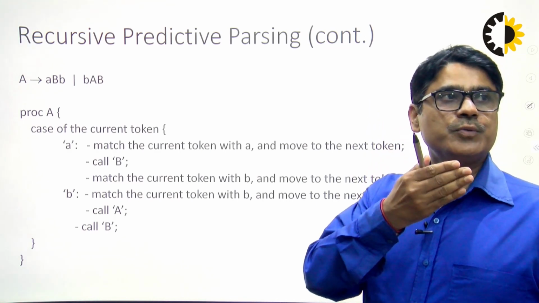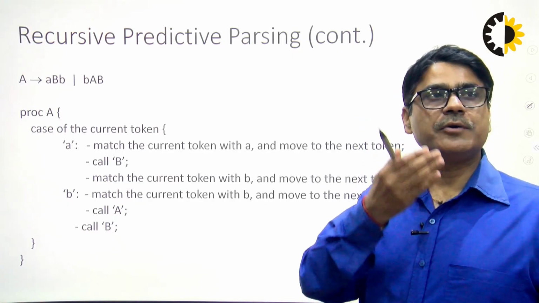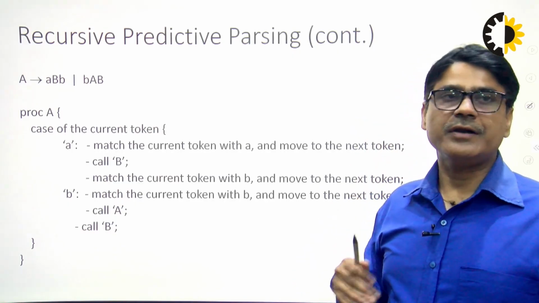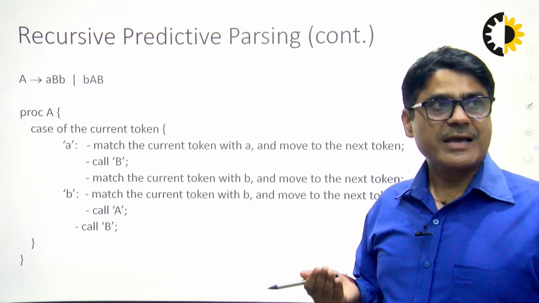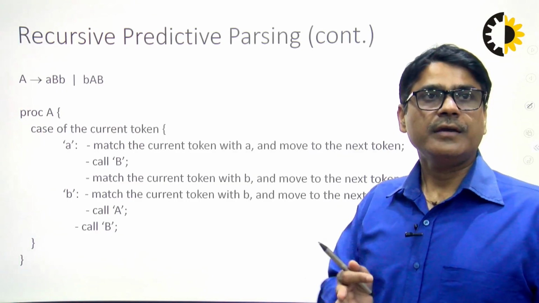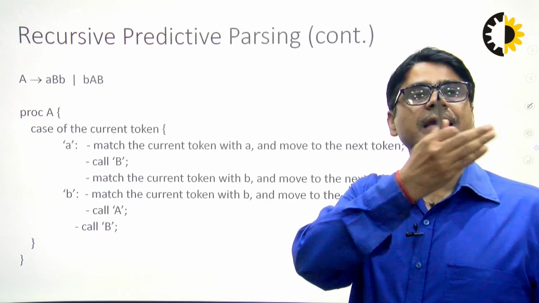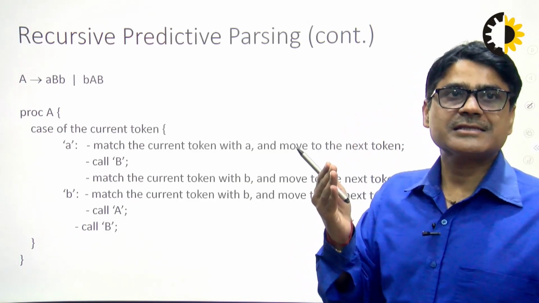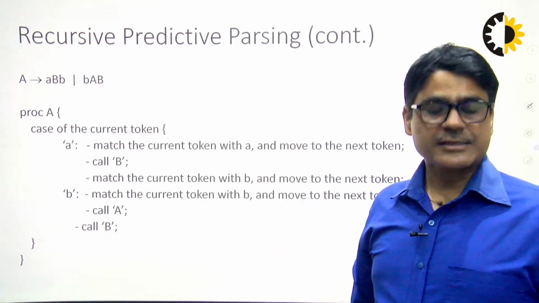So what do you do? Initially, match the current input symbol a, then call B, because B is a non-terminal, and a non-terminal is a procedure. Then again we have to match small b and then call A. If you are getting that, then the procedure is written accordingly. So initially the input is accessed, then a procedure is called, then again the input is accessed.